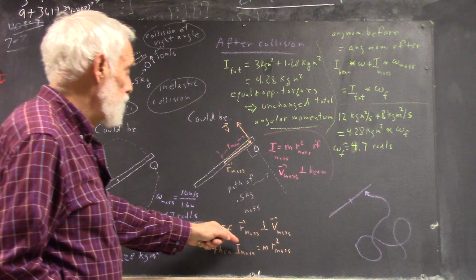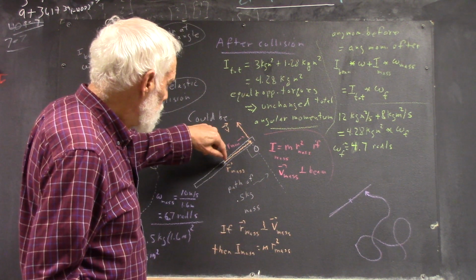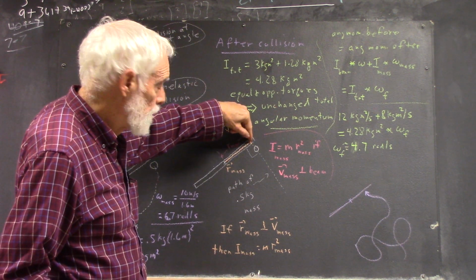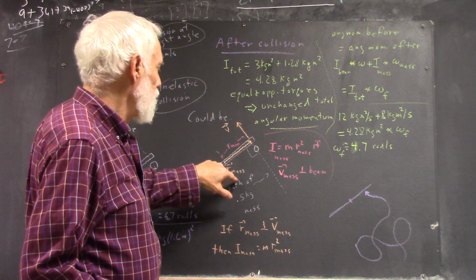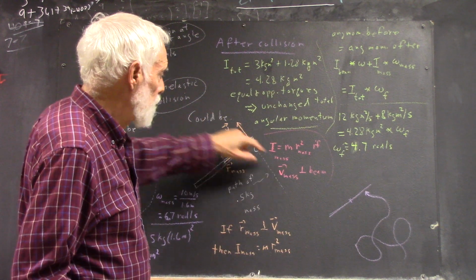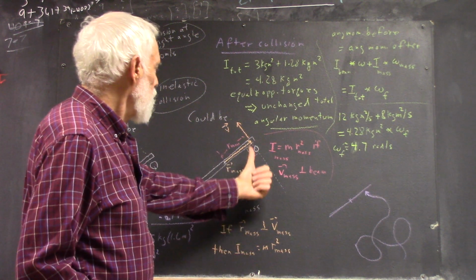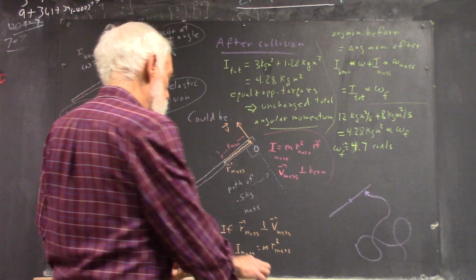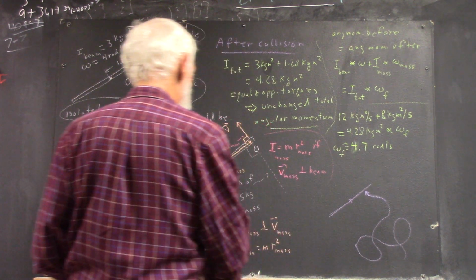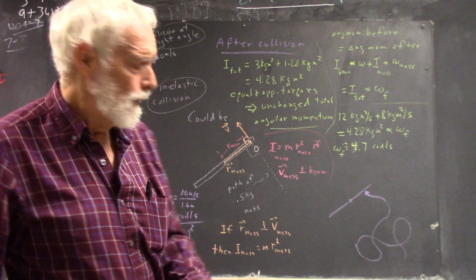So I say if R mass is perpendicular to the velocity. Now R mass is a vector from the axis of rotation to the point of collision. That's our R vector. And R mass here is just the magnitude of the R mass vector. Your velocity is here. If the velocity and R mass are perpendicular, we can say this. Now what if they aren't perpendicular? Well, we're going to develop that.